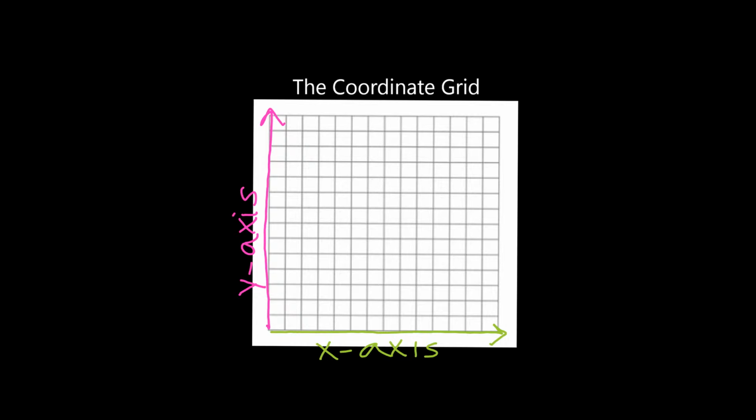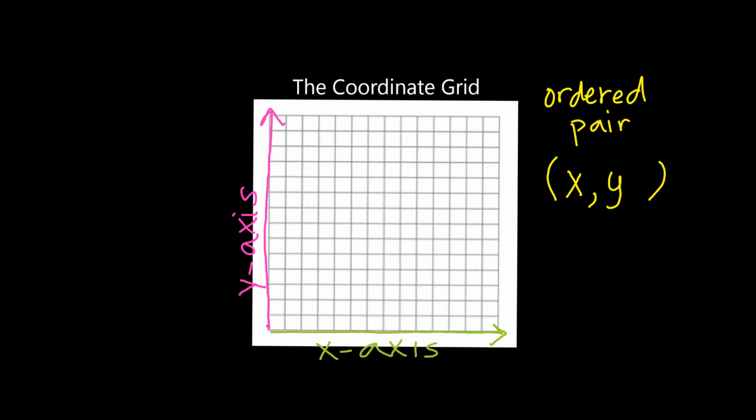Another important thing that I need to know and that I'm going to be labeling on my coordinate grid today is that I need to know what an ordered pair is. So I'm going to write ordered pair, and in an ordered pair it is in parentheses, and I have an x value, comma, y value. This is how I write an ordered pair.